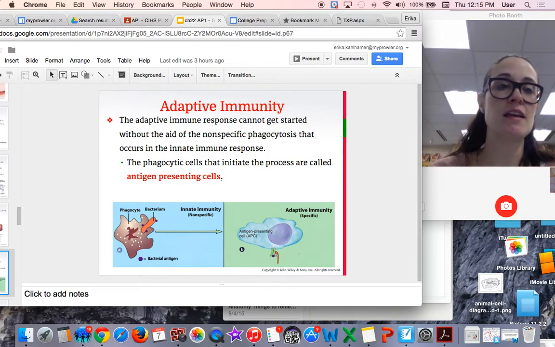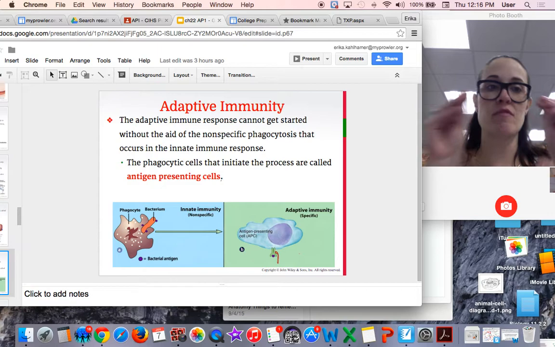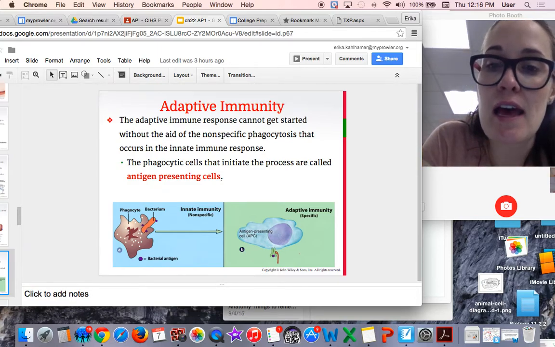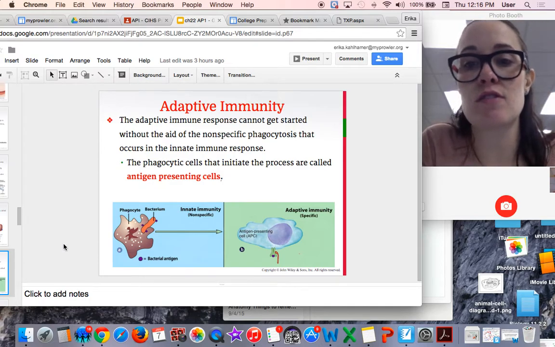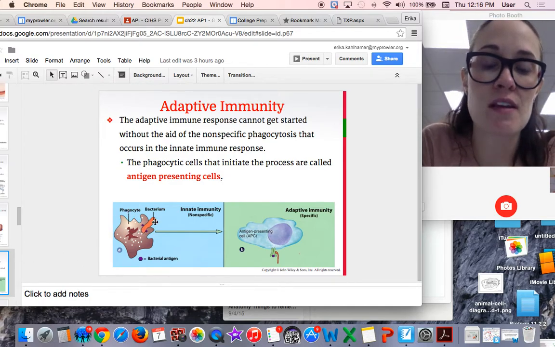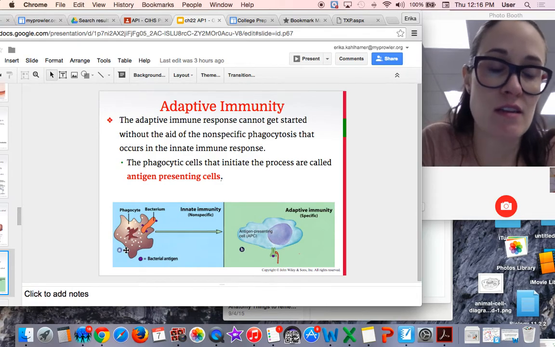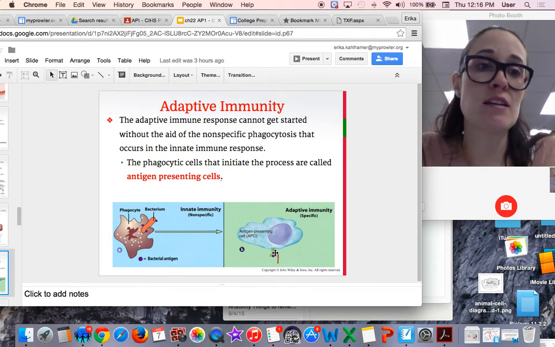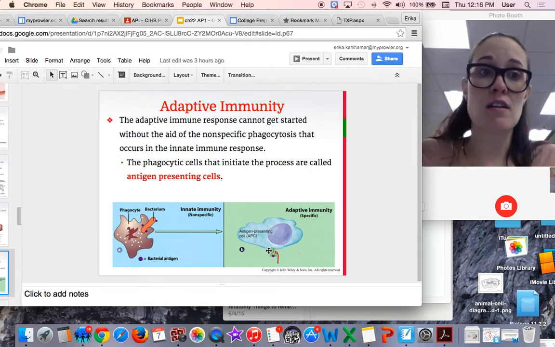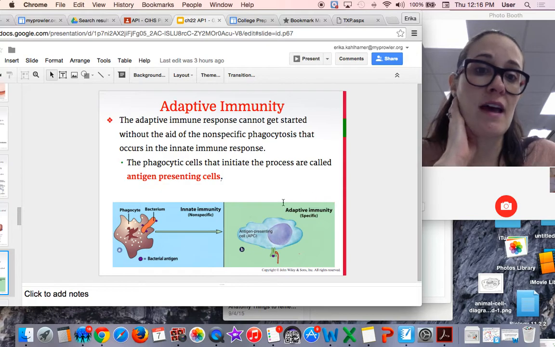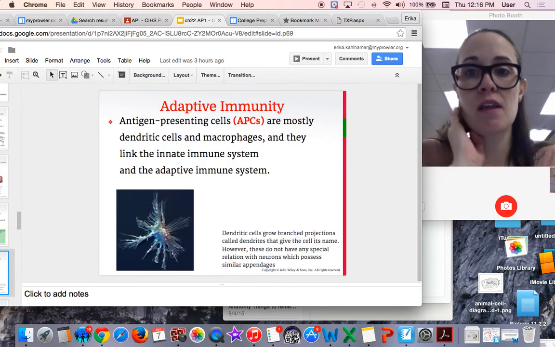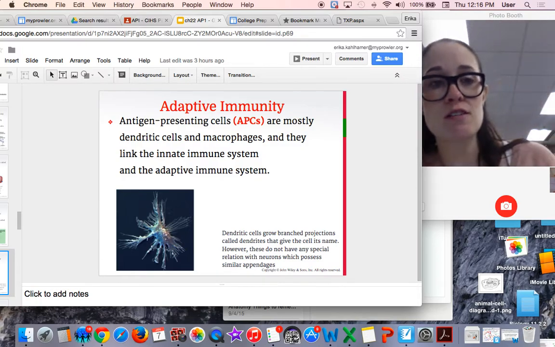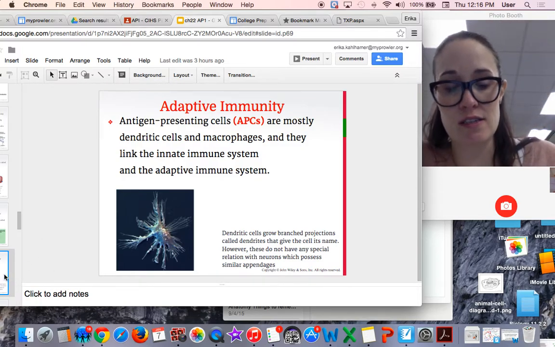The cells that link the innate and the adaptive immune system together are called antigen-presenting cells. In this picture, a lot of times it's a phagocytic cell that ingests a bacteria. This is the non-specific innate response. But then it will present that antigen on its surface to another immune system cell, thus activating the adaptive immune system. The cells that usually act as antigen-presenting cells are macrophages, or a cell called a dendritic cell, which you can see right there.